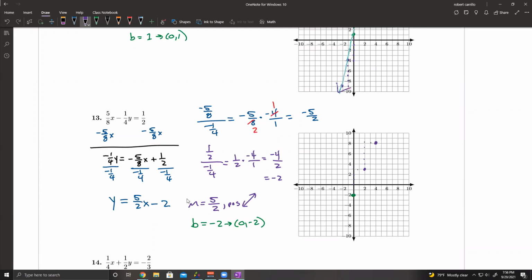Let's get one more in there. Start at the y-intercept and go down. 1, 2, 3, 4, 5. And left, 2. And there we go. We can only get 4 points on there. So let's connect them. Okay, awesome. All right. I'll leave that up.